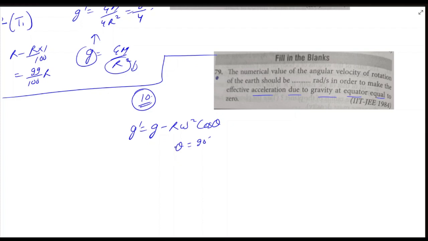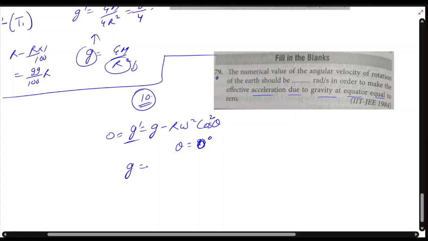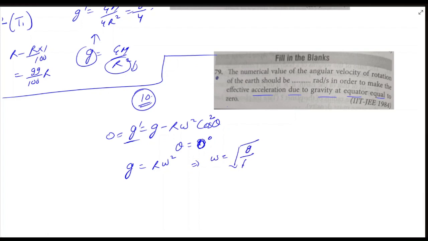let's just put it here. So it was g minus r omega square cos square theta. So yes, theta at equator will be 0-degree, right? So at equator theta will be 0-degree, and effective gravity will be 0, so this will become 0. So we have g will be equal to r omega square. So we have to find the omega. Omega will be root g by r.